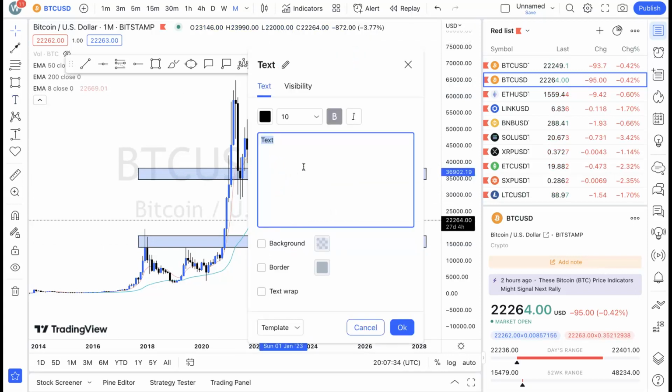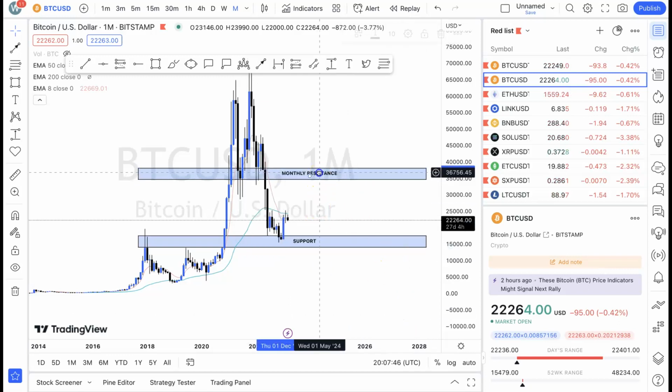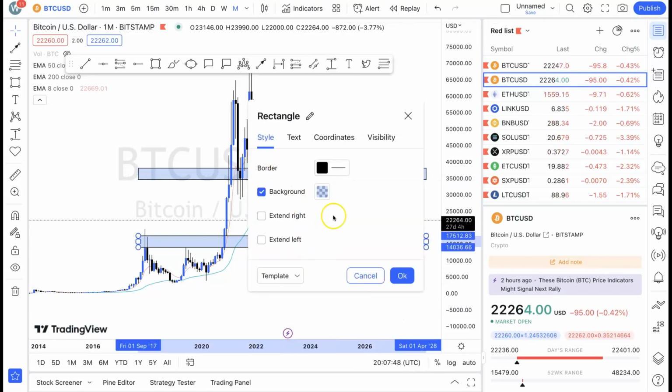Then this is monthly resistance for me. This is where I can see monthly resistance from. It's a big zone, right? It's a big zone.